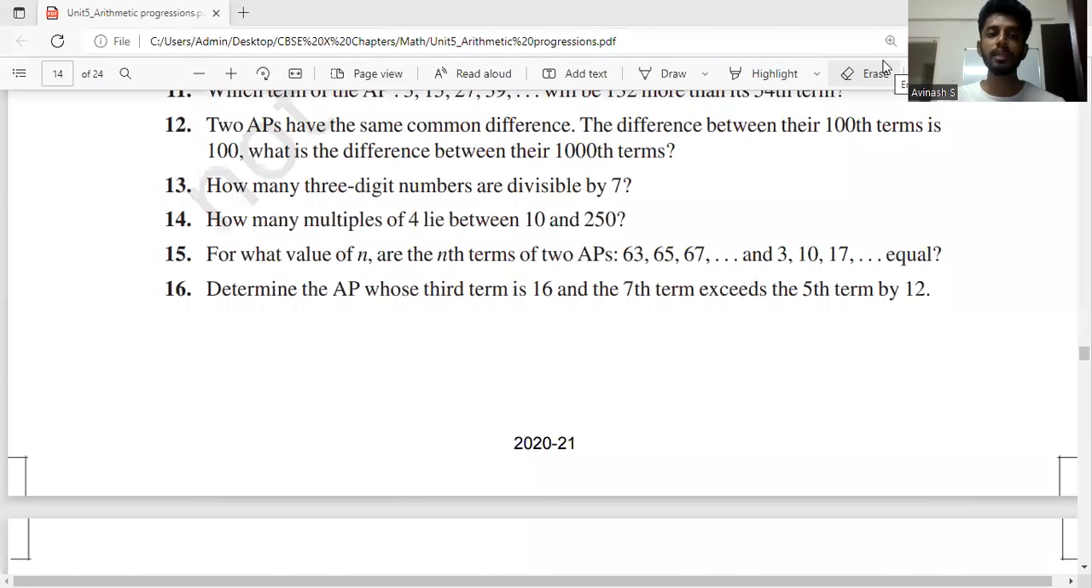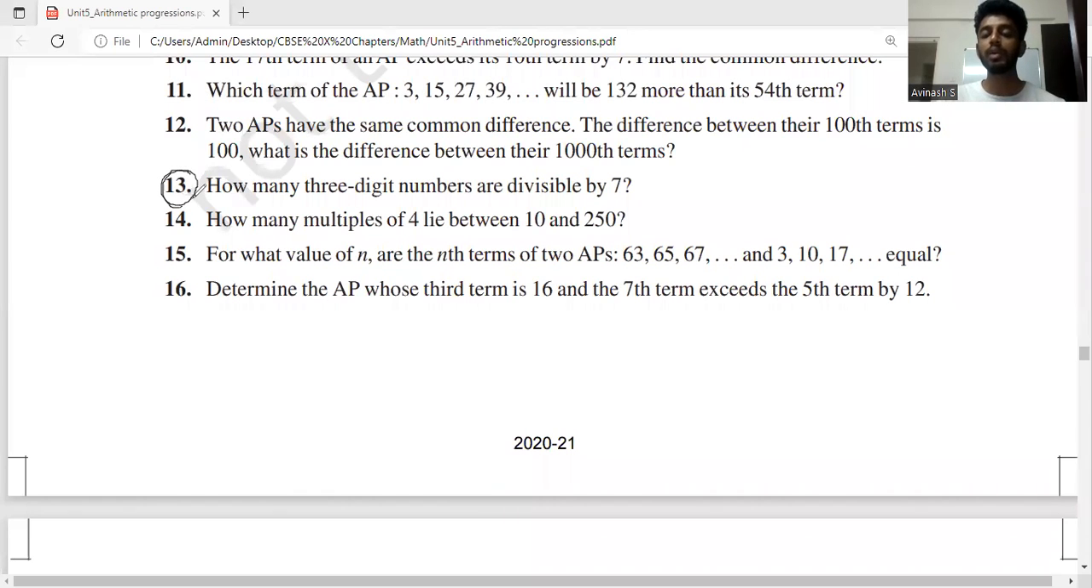Let's learn how to do the 13th problem. The question is, how many 3-digit numbers are divisible by 7? Now, first, let us try to list down the terms of the AP.